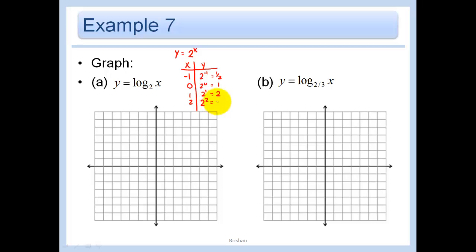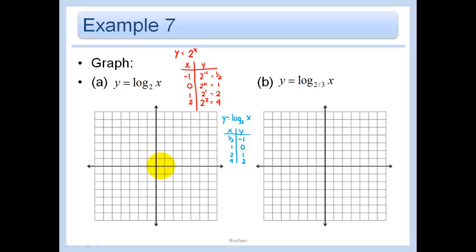2 squared is 4. So when I go to make a table of values for the inverse, I just literally swap all the x's and y's. So when I have y equals log base 2 of x, I literally just go -1, 0, 1, 2, and then 1/2, 1, 2, and 4. And that's how I graph it.